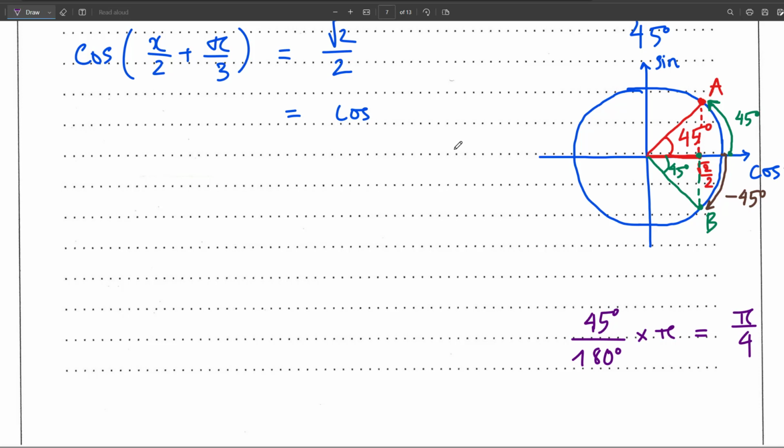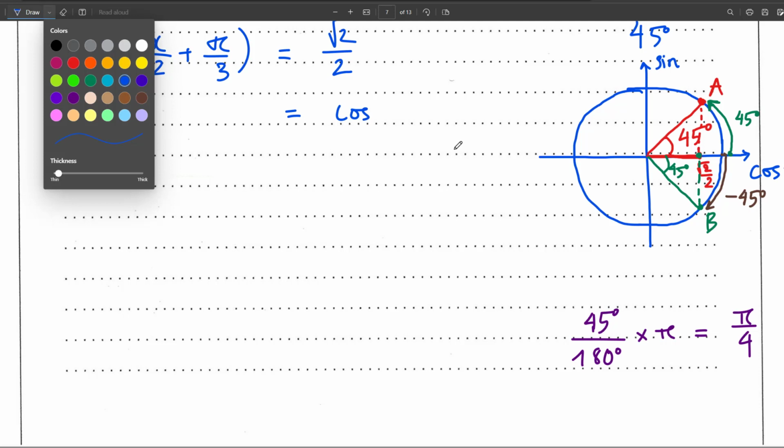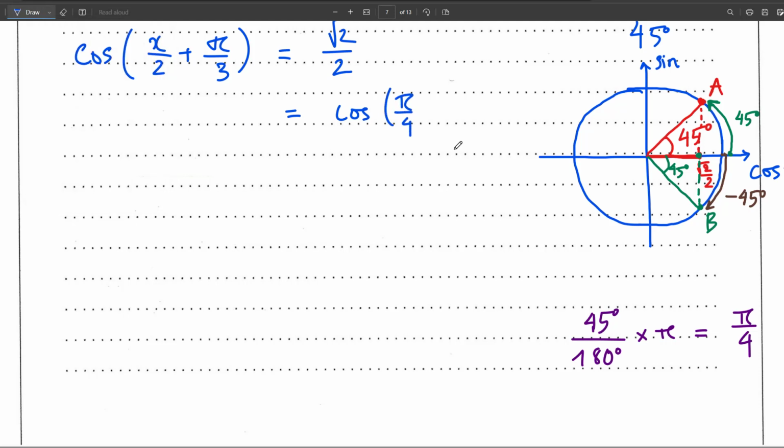In other words, 45 degrees is 1/4 of 180 degrees, and therefore 45 degrees is equivalent to pi over 4. So here I can write the cosine of pi over 4, or it can be equal to the cosine of minus pi over 4.